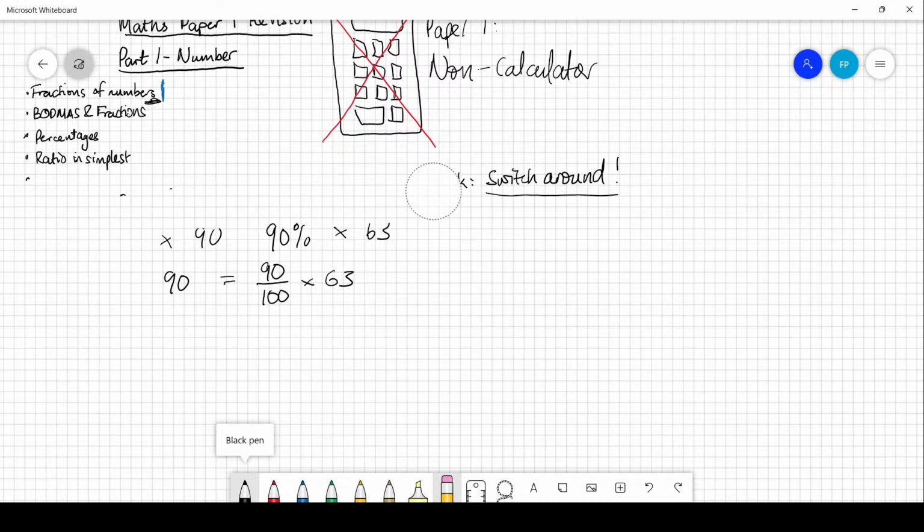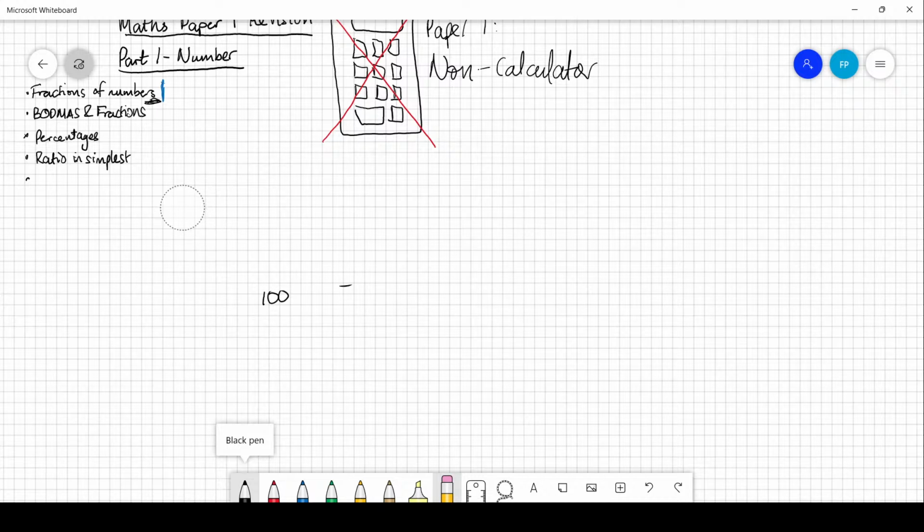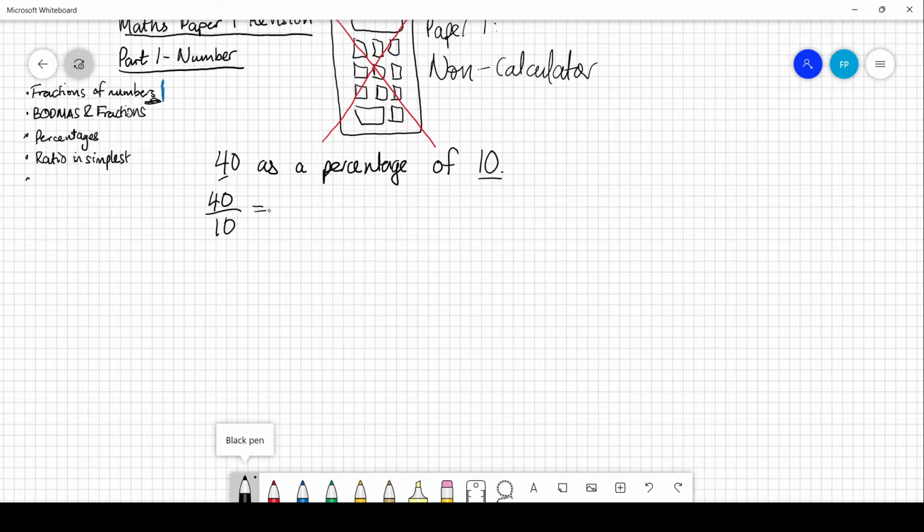The other type of percentage question you might get is to express one number as a percentage of another. So a multiple choice question you could see is express 40 as a percentage of 10. And what you'd do is simply divide this number by this number, 40 divided by 10, you'd get 4. Then you just multiply this by 100, so you get 400%.